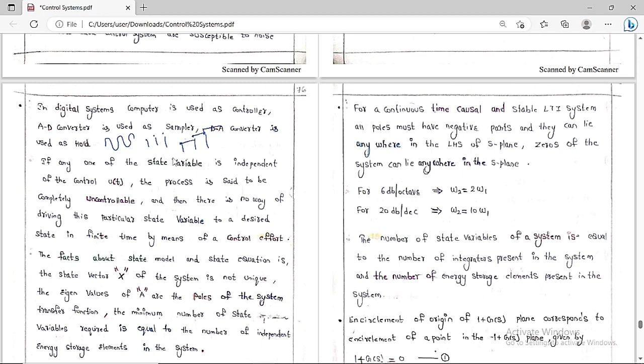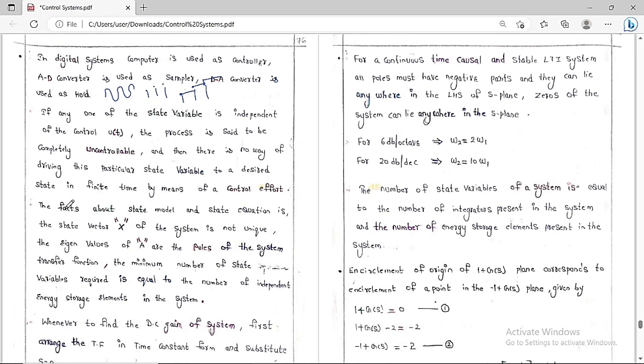Therefore, simply, in the case of digital systems, the computer is used as the controller, whereas the analog to digital converter is used as the sampler, and the digital to analog converter is used as the hold. So this one you always have to keep in mind.